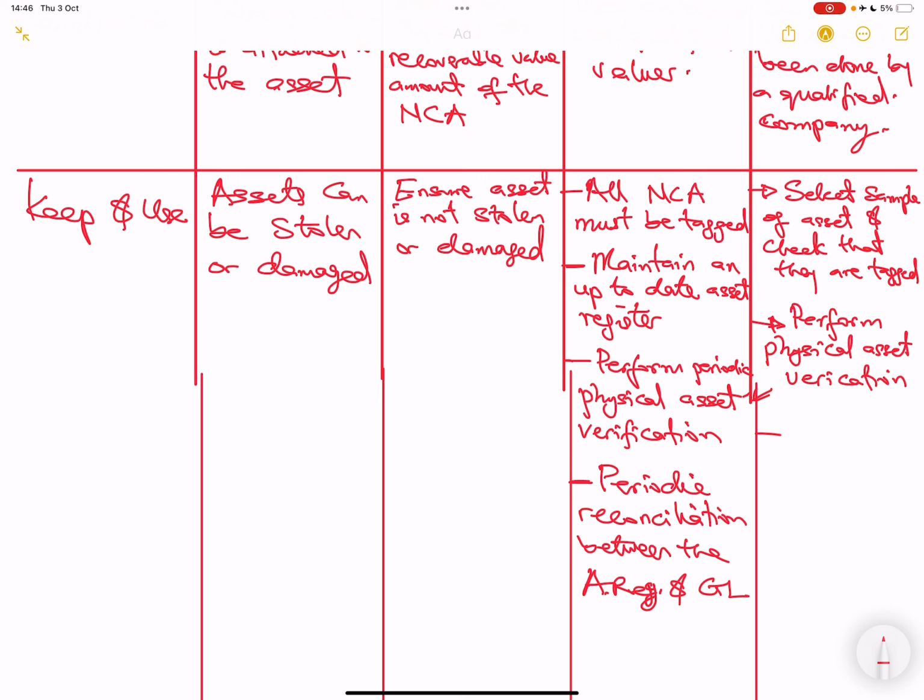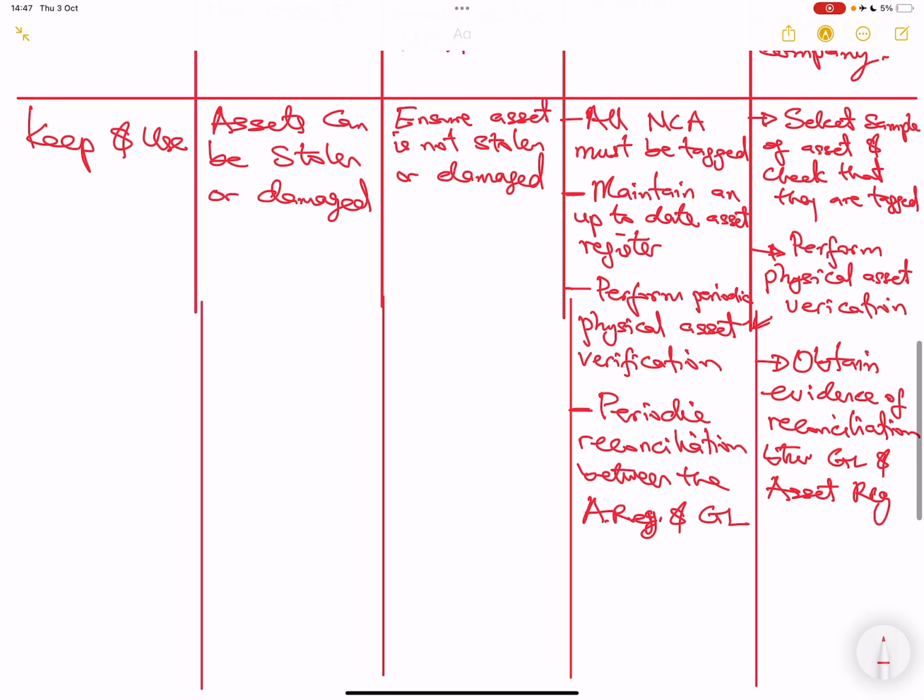Yeah. And lastly, they should also obtain evidence that the client is doing their own reconciliation. So obtain evidence of reconciliation. Remember, auditors cannot do as much work as the client who is at work every day. But auditors can rely on some of these controls if the client is operating them effectively. So they need to obtain evidence of reconciliation between the GL and the asset register. Very important.